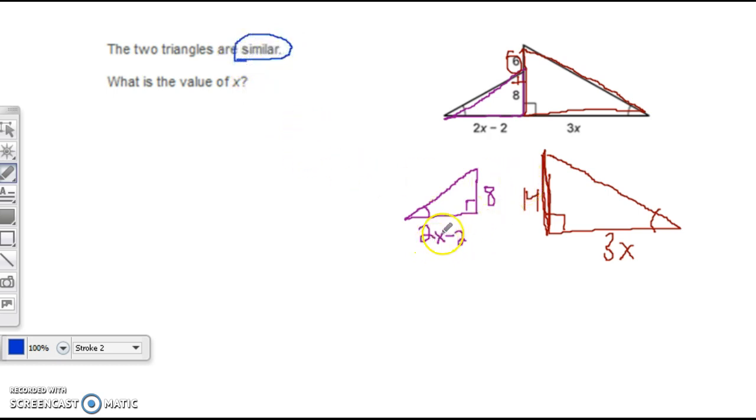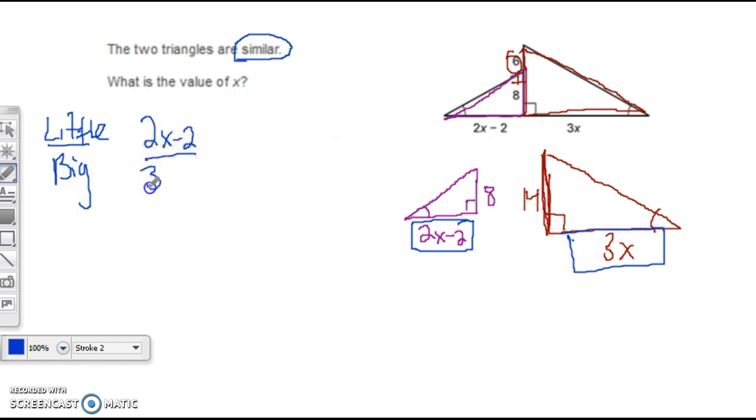So I'm going to use the side between the two angle markings first. I'm going to do little triangle over big. So my first fraction would be 2x minus 2 over 3x. And then I need to make sure I use the little triangle first again. So little over big. And now we can cross multiply to solve it. So let's do it.